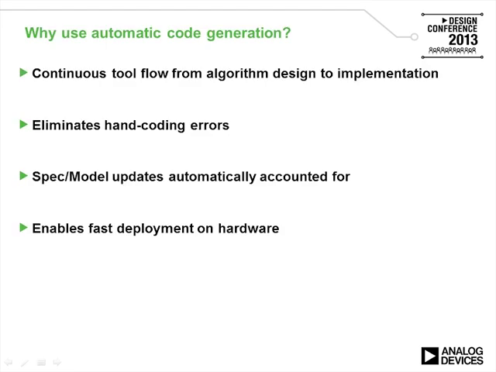Automatic code generation provides a continuous tool flow from algorithm design to implementation. It can eliminate any errors that can come in as a result of hand coding HDL to a paper specification. As we saw earlier in our model-based design workflow, maintaining your top-level system models as your executable specification means that any spec or model updates are automatically accounted for with automatic code generation. And finally, automatic code generation enables fast deployment on hardware, as you can go directly from model to HDL code without having to wait for hand coding.